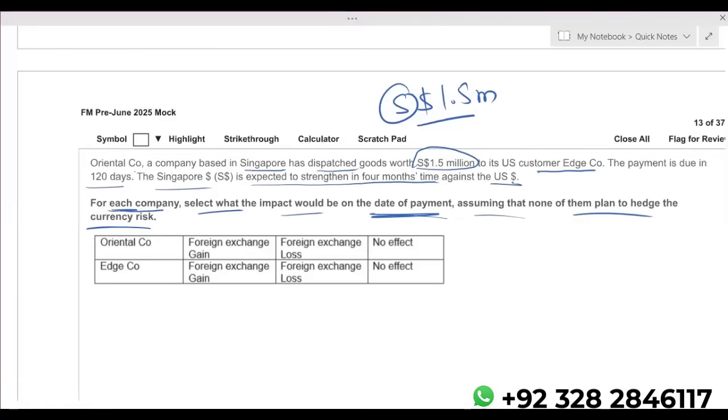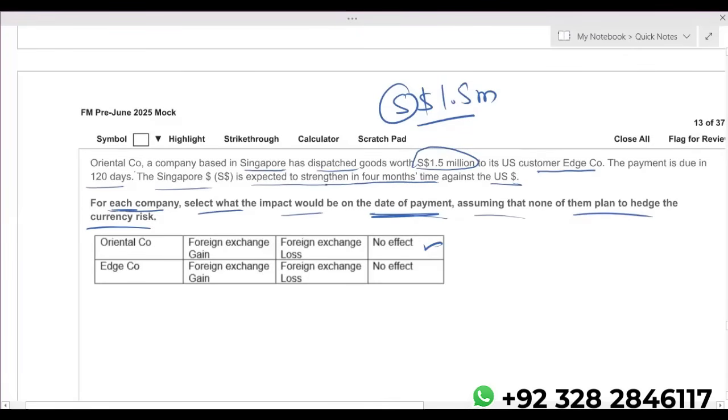Like ACCA gets their fee in pound sterling. No matter whether pound sterling is getting stronger or weaker against any other currency, they have no issue at all as far as the exchange rate is concerned, because their invoices are generated in pound sterling. The same thing is happening here. Oriental company will have no effect. Oriental company will be getting their money in Singaporean dollars. But who has to buy the Singaporean dollars? The customer, H company.